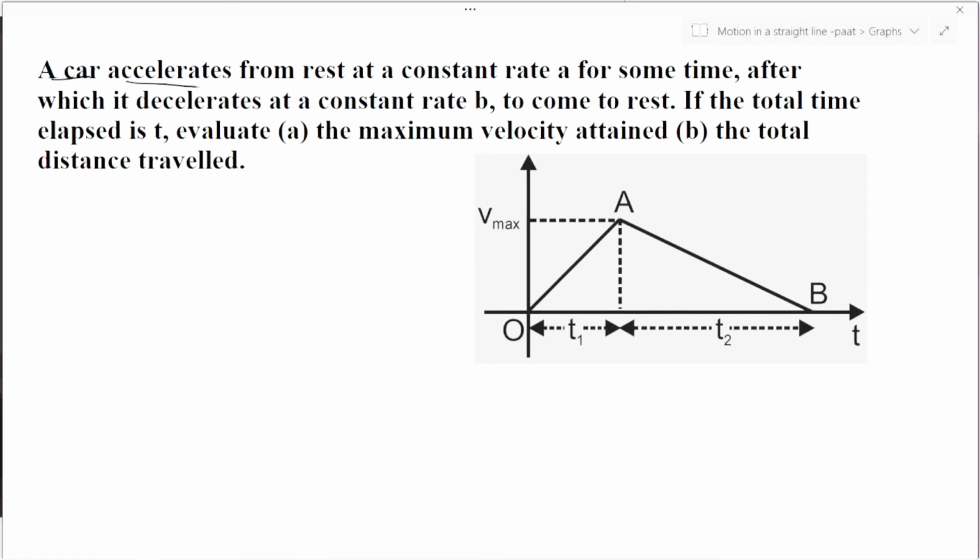A car accelerates from rest at a constant rate a. That means acceleration is a for some time, after which it decelerates at a constant rate b to come to rest. That means the final velocity is 0. The initial is 0 and final is also 0. If the total time elapsed is t, that means the total time taken is t.